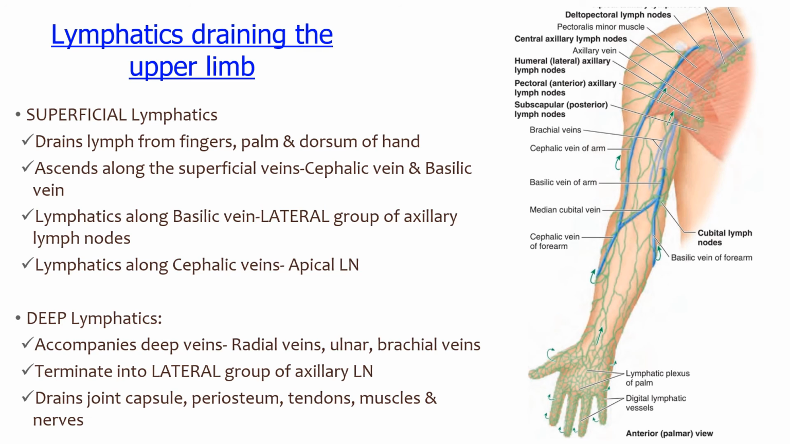And the areas drained by the superficial and deep groups of lymphatics are as follows: superficial lymphatics drain the lymph from the superficial part of the upper limb, as in fingers, palm, and dorsum of the hand. And the deep group of lymphatics drain the lymph from the deepest tissues like joint capsule, periosteum, tendons, muscles, and nerves.